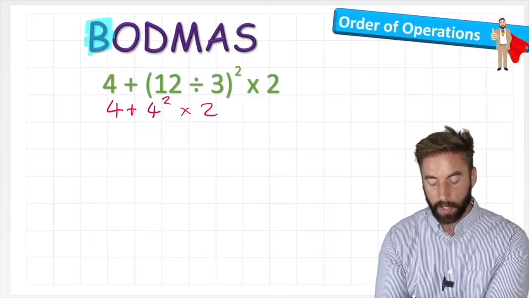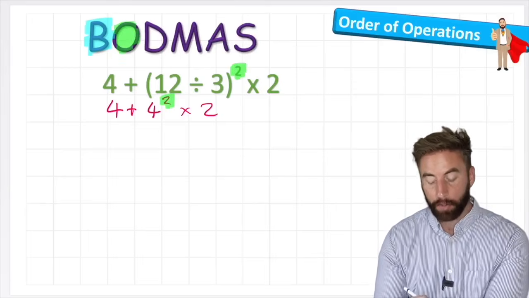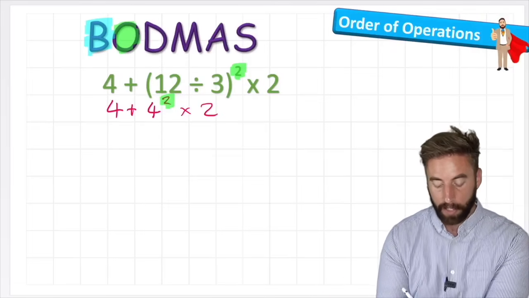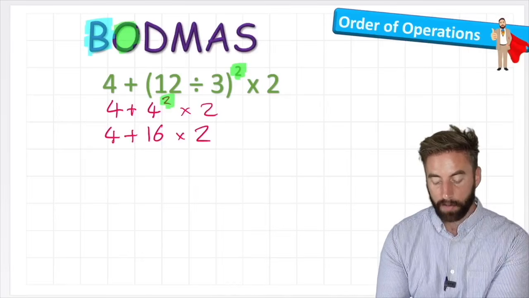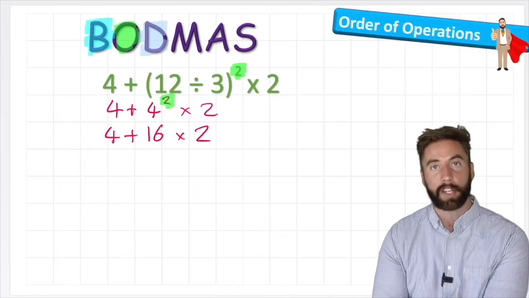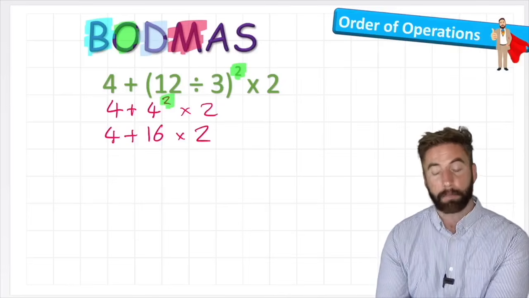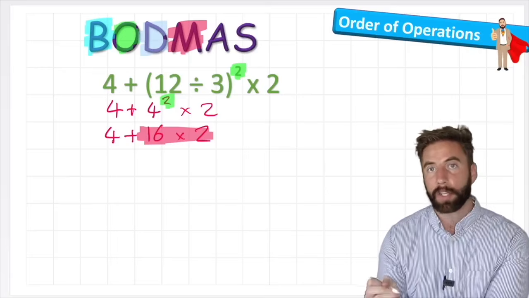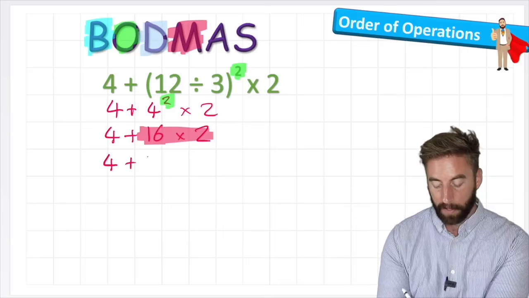Okay, the next thing to do is the order, which in this case is this power of 2 here. So 4 to the power of 2 is just 4 multiplied by itself, so 4 times 4, and 4 times 4 is 16. So my next row would read 4 plus 16 times 2. My next one says division, and we actually don't have any more division in this question left, so I can move on to my multiplication. And my multiplication is this part here, 16 times 2. And the answer to 16 times 2 is 32. So my next row would be 4 plus 32.